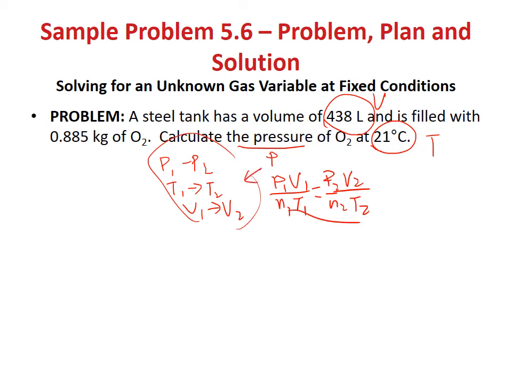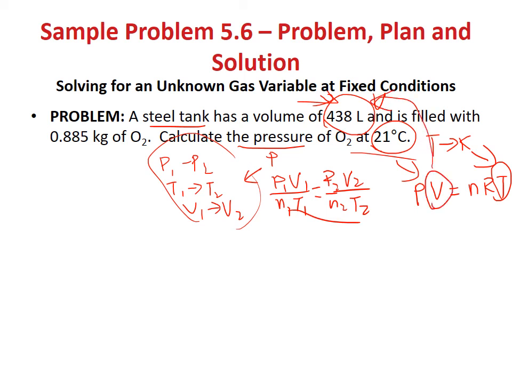But in this case, it's a steel tank. Volume is constant, it doesn't change. Temperature doesn't change, and the pressure doesn't change. It asks you for the pressure, and therefore for this type of question you need the ideal gas law, PV equals nRT. So temperature first changes to Kelvin. Temperature is given here, and volume is given, and it asks you for the pressure.